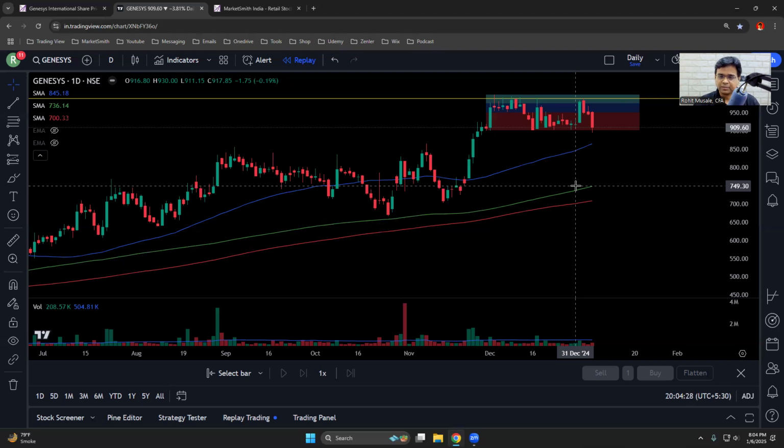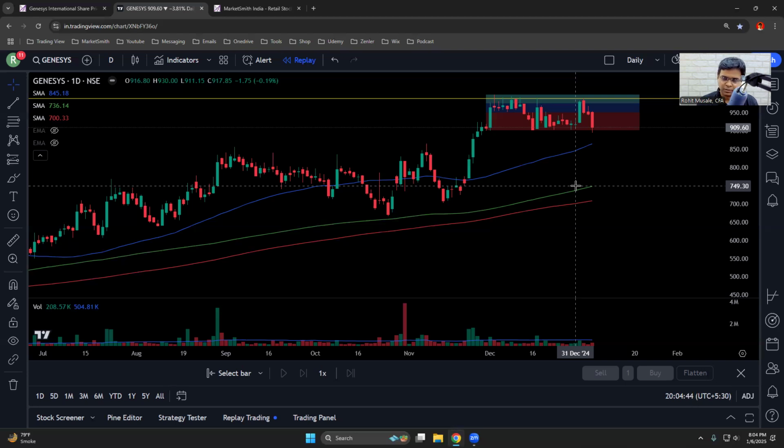So as a professional trader, I am flexible. I'm not outright rejecting a stock. One more thing, a lot of students were asking me, what is the time frame for a swing trade and a positional trade? Let me repeat.